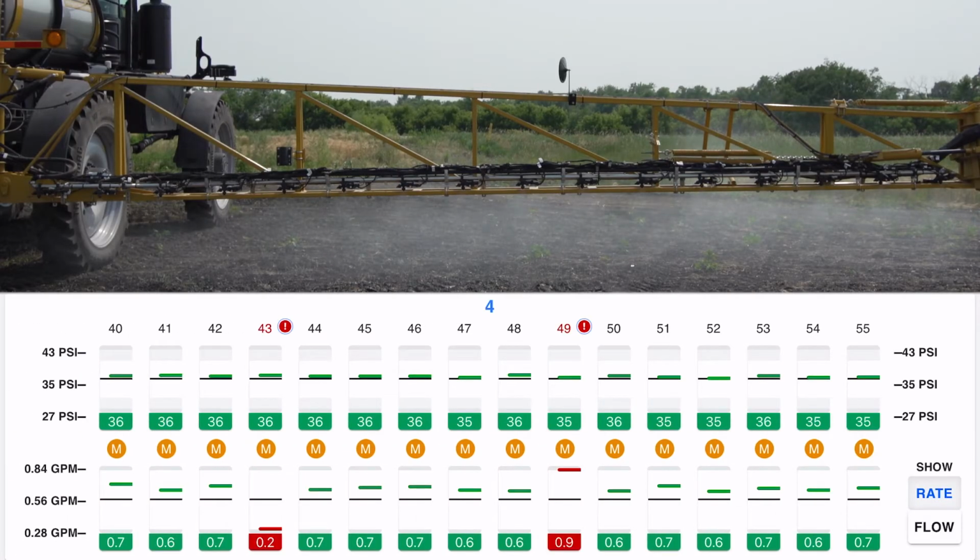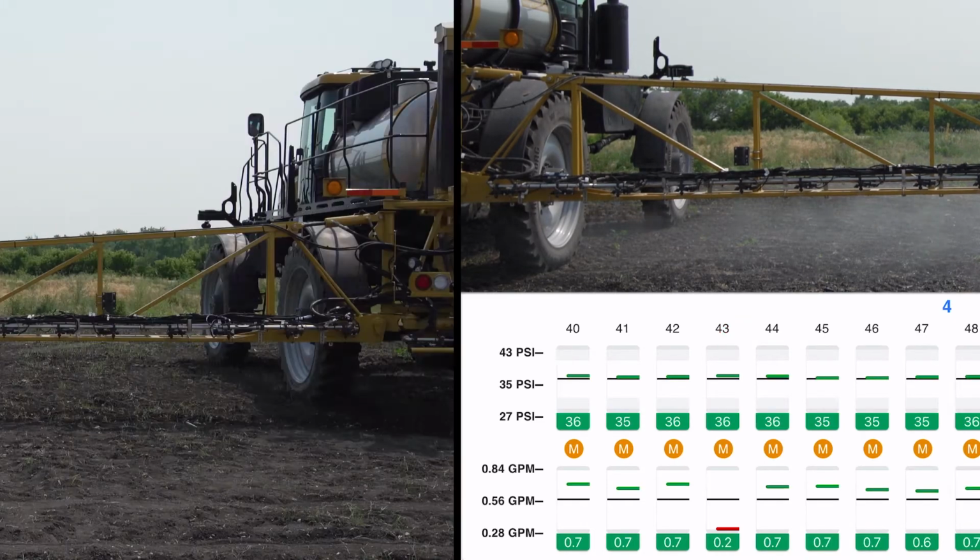So again, this is one of those examples where you can't believe what you see. I would venture to guess that most of you could maybe see the reduced flow, but you probably didn't think it was as bad as it was. I mean, we're basically getting no product on that part of the field.